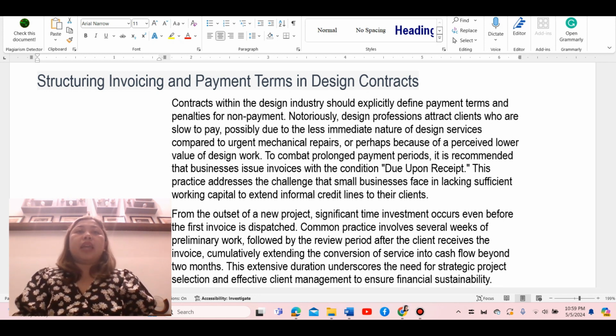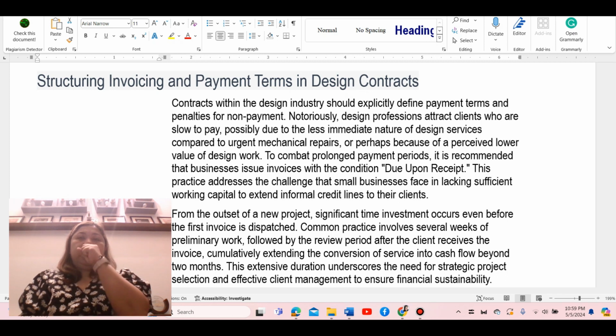Structuring, invoicing, and payment terms in design contracts. Contracts within the design industry should explicitly define payment terms and penalties for non-payment. Notoriously, design professions attract clients who are slow to pay, possibly due to the less immediate nature of design services compared to urgent mechanical repairs, or perhaps because of a perceived lower value of design work.